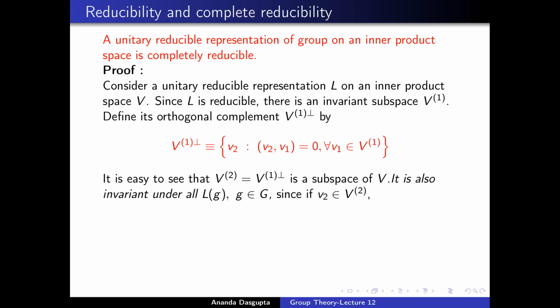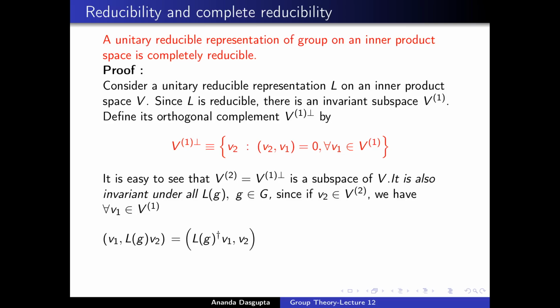Of course, this means this small v2 has a property that it is orthogonal to each and every vector in capital V1. And what we want to show now is that L of G v2 is also in capital V2. Now, for any v1 belonging to capital V1, let us form this inner product of v1 with L of G v2. Now, because of the definition of the adjoint, you can easily see that this is the same as L of G's adjoint acting on v1, inner product of that with v2. This, of course, is nothing but the definition of the adjoint operator.